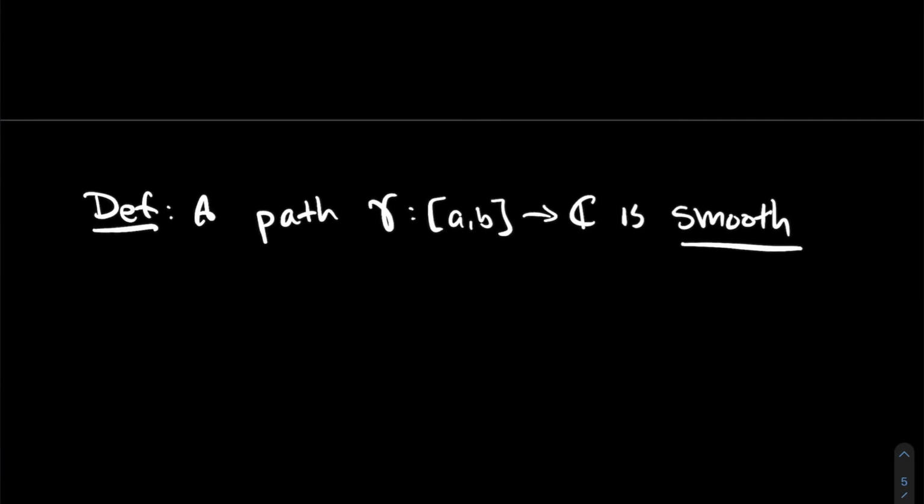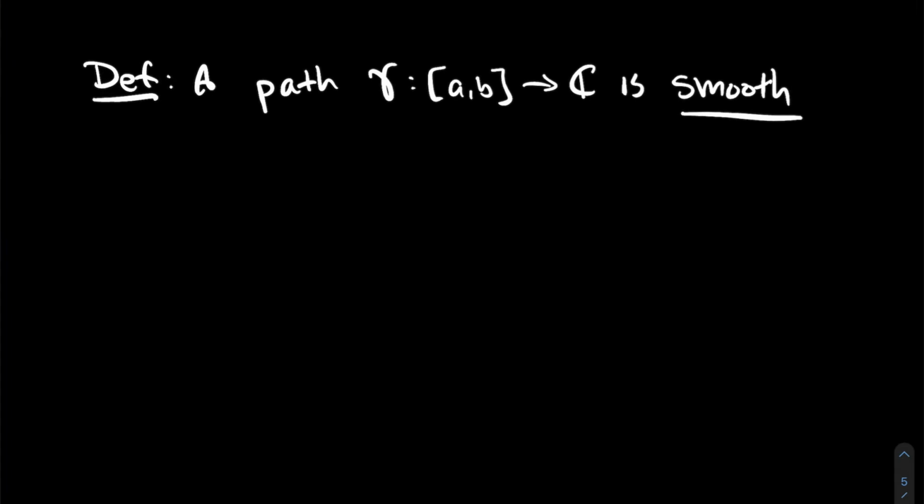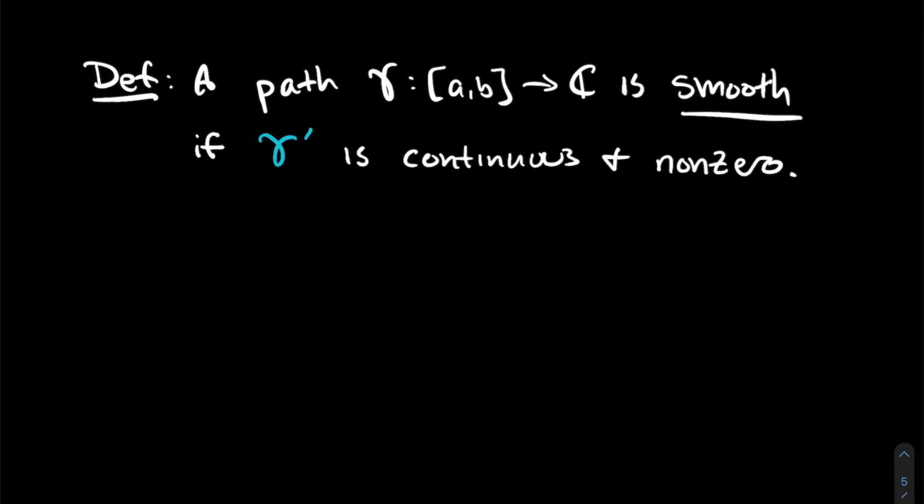All right, so more definitions here. So a path gamma is smooth if gamma prime is continuous and non-zero. So let's talk about a way we should think about what smooth means, and then we'll do 2 examples about some functions that may or may not be smooth.